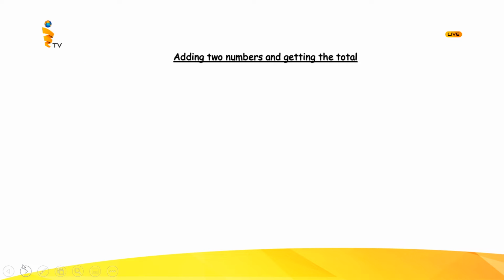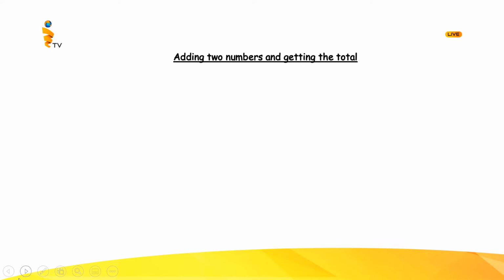So, we will try to write an algorithm. Now, I will give you a simple question. Suppose you have to add two numbers using a computer. When we add two numbers, we can get the total of those numbers. Now remember, in our last lesson, we learned input, process and output. Those are the steps we are going to use.